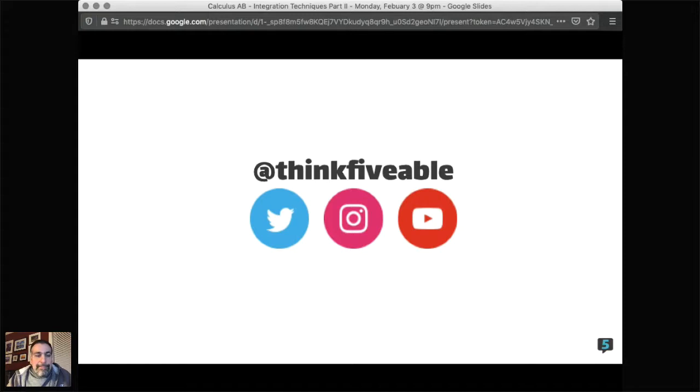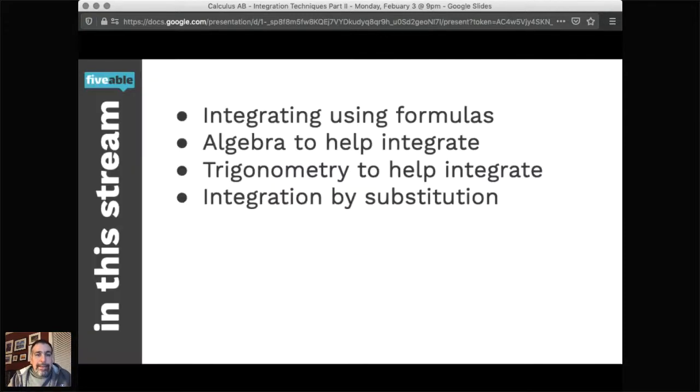So, tonight we'll be looking at integrating using the basic integration formulas, using some common algebra techniques to help us integrate, using some trigonometric simplifications to help us integrate, and then integration by substitution. So, what I'd like to do this evening is go straight to some problems and start taking a look at some of the different techniques that we need to be familiar with.